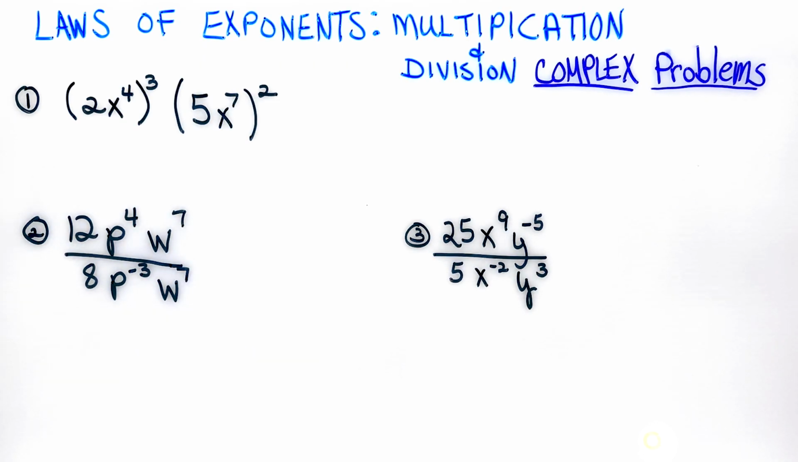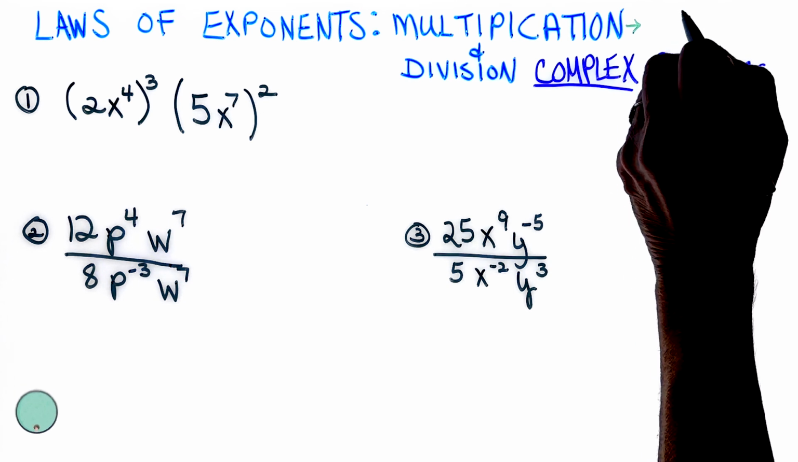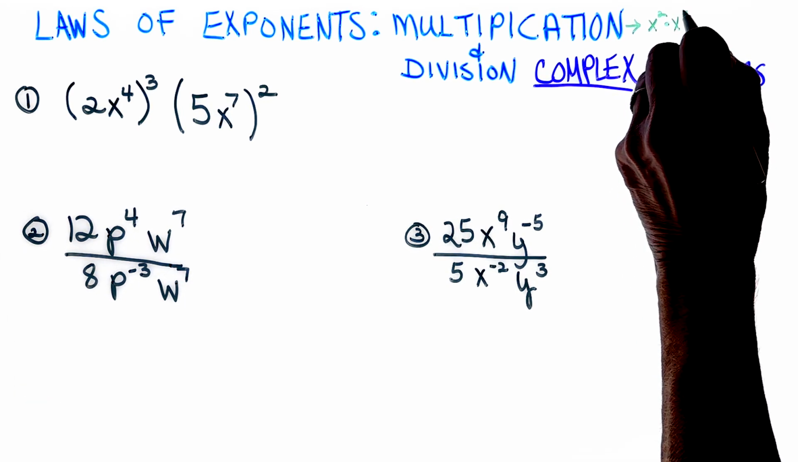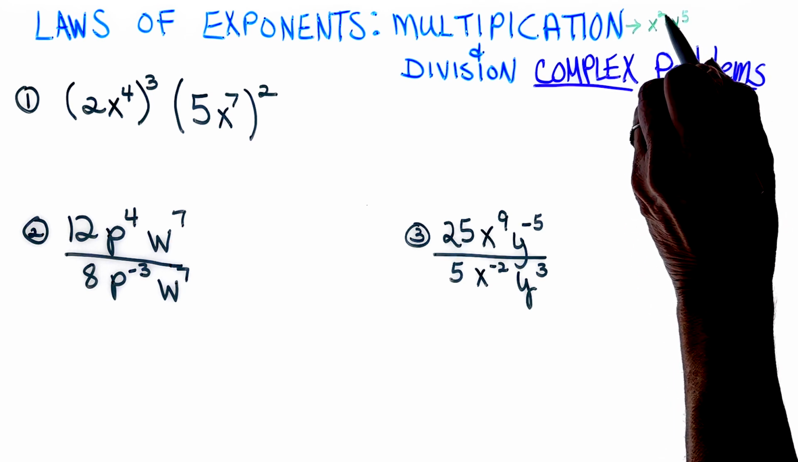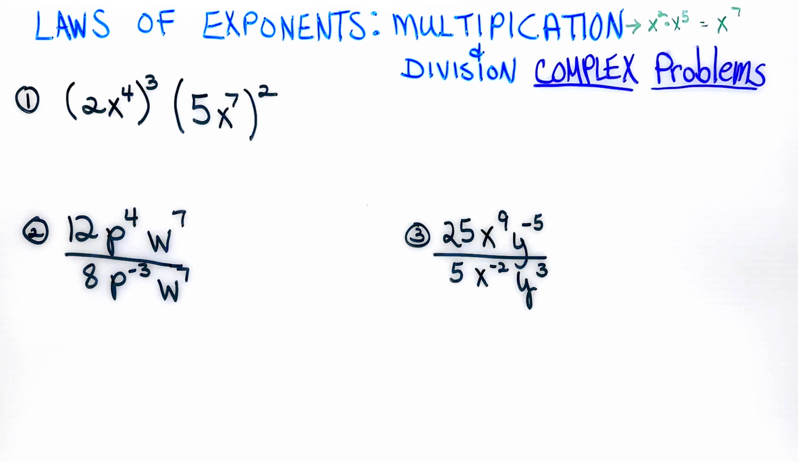This lesson is about laws of exponents, and this time we are going to be multiplying and dividing, and that's why I'm calling it complex problems. So let's just review the multiplication part. If I have x squared times x to the fifth, remember, we add the exponents, so that would be x to the seventh.